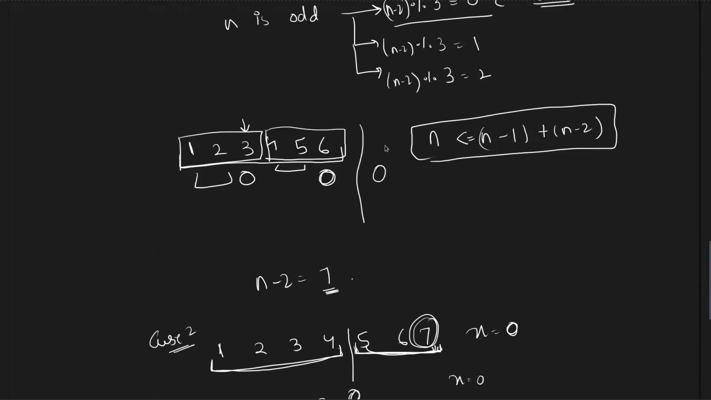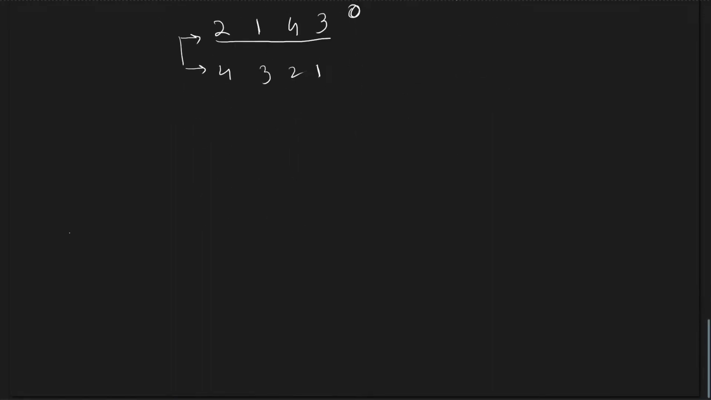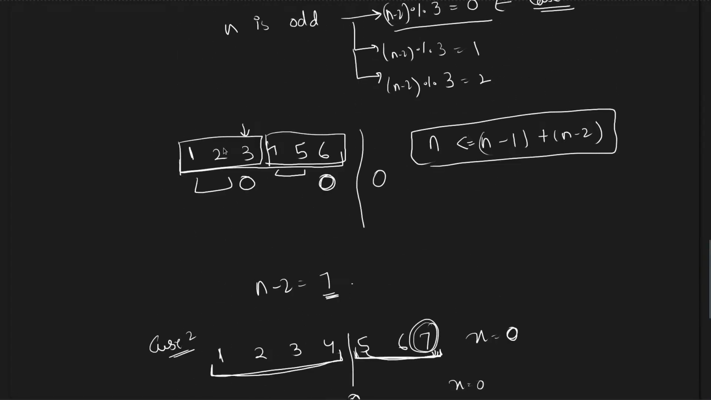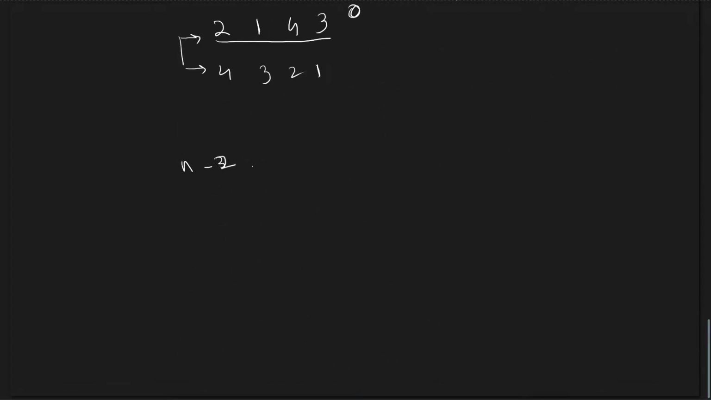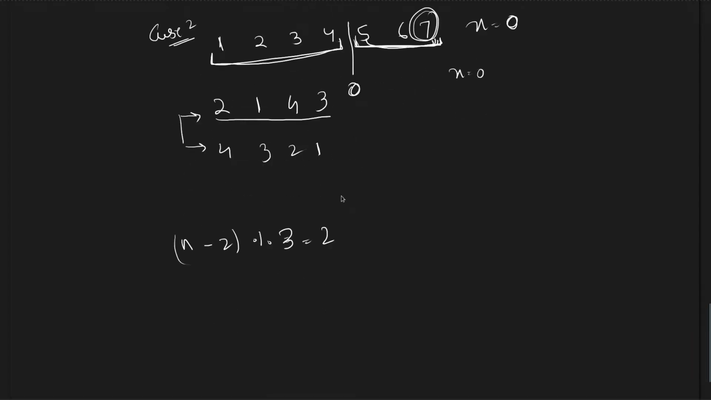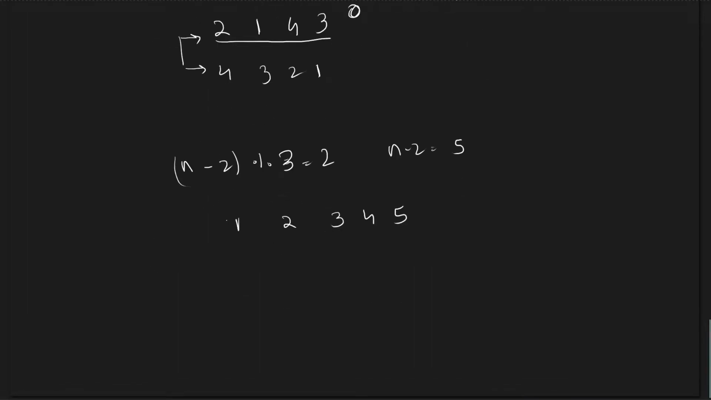And the third and the final case is when n minus 2 mod 3 equals 2. So for this case, let us assume that n minus 2 mod 3 is equal to 2. So we can take an example of 5 here, where n minus 2 is equal to 5, right? So if we have these elements, what we can do is we can leave these particular elements as they are, and we can reverse these elements.